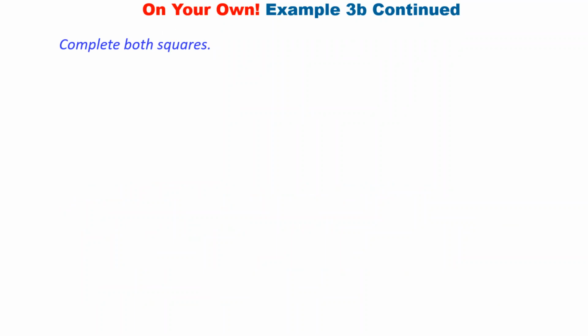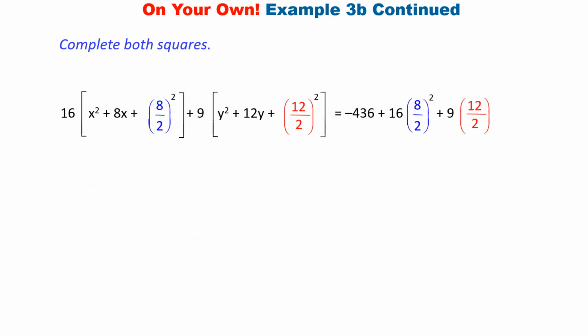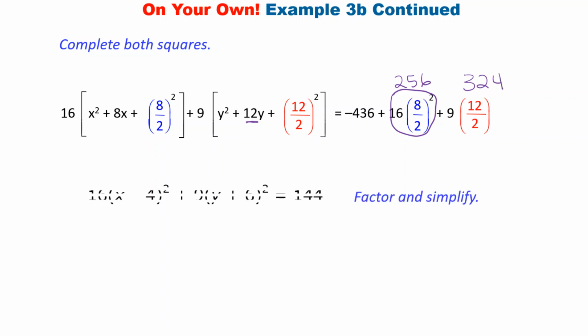Okay, so now it's time to complete the squares. All right, and so remember to do that, we're going to say 8 divided by 2 and then square that. So 4 times 4 is 16. 16 times 16 is actually 256. That would be this piece right here. And then completing the square with my y's, 12 divided by 2 is 6. 6 squared is 36. 9 times 36 is 324.